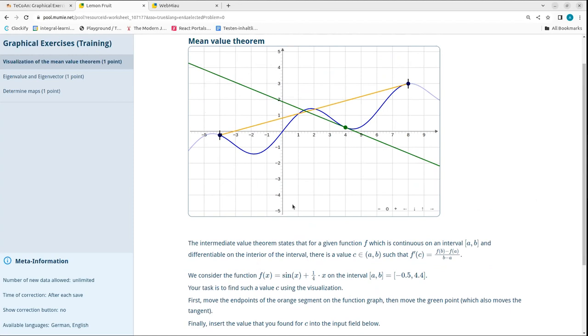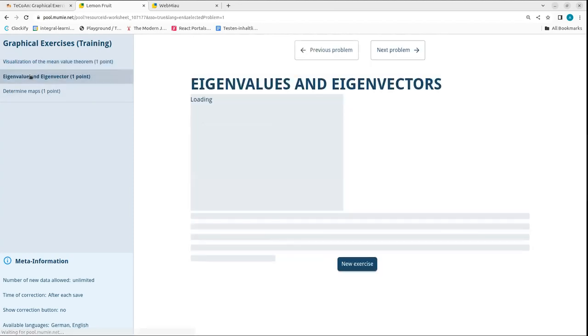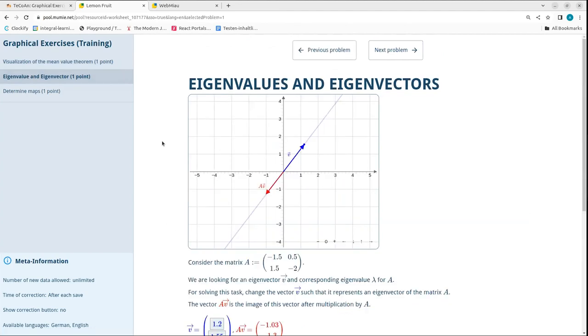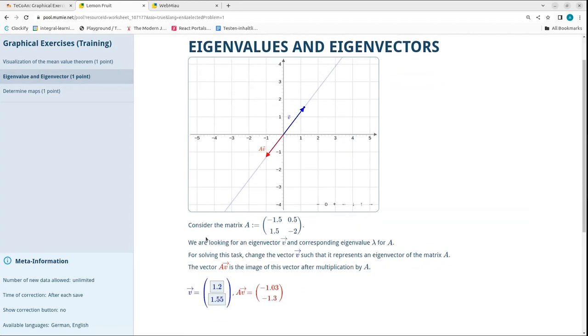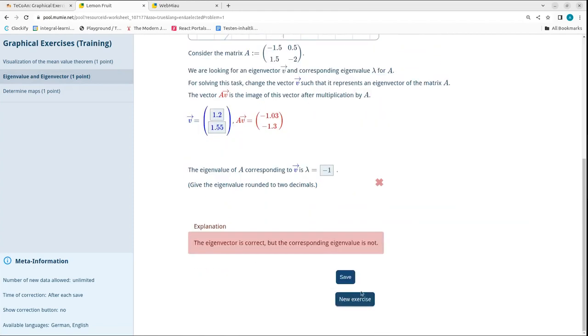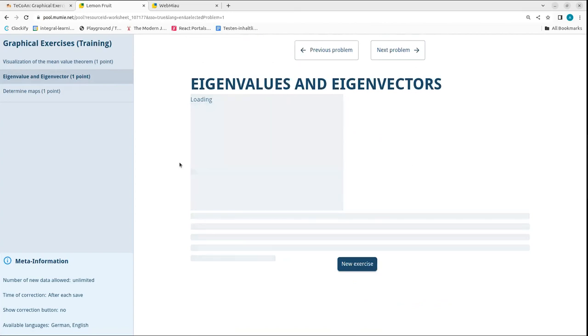So that was the first exercise that I wanted to show you. The next thing from linear algebra is about eigenvalues and eigenvectors. Let's start with a new exercise.